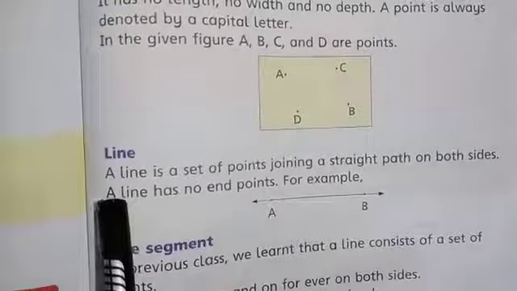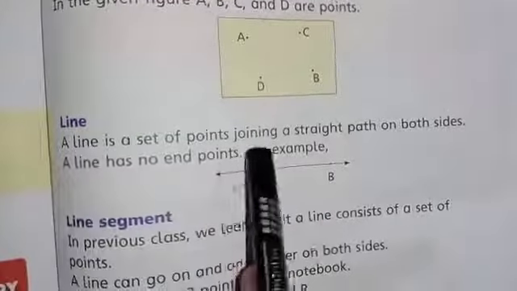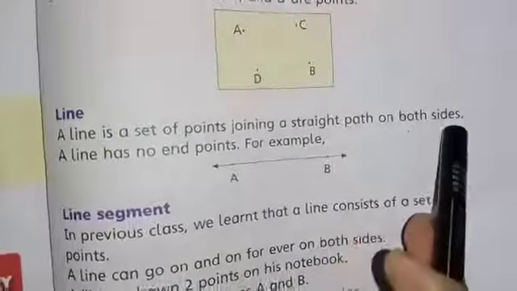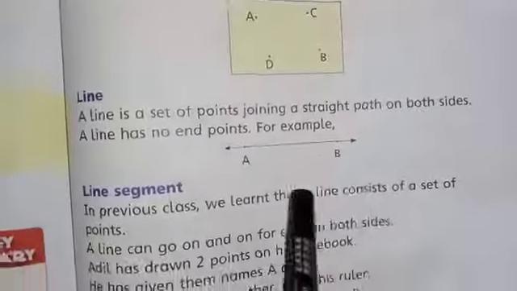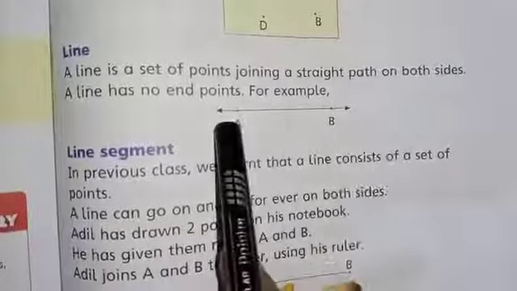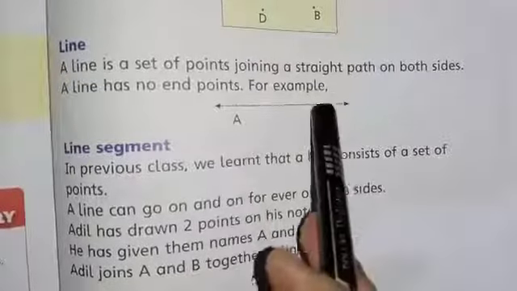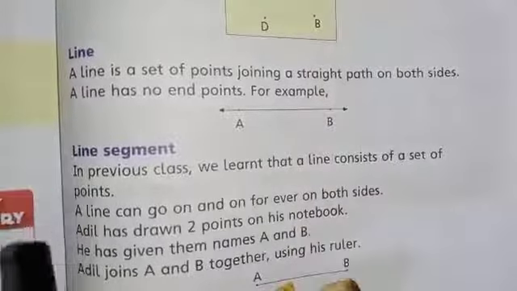Next one is line. A line is a set of points joining a straight path on both sides. A line has no end point. For example, look at this line. It has no endpoint. It goes on and on forever on both sides in the direction of A and B, and it consists of a set of points.